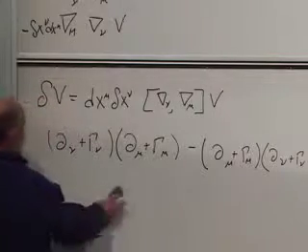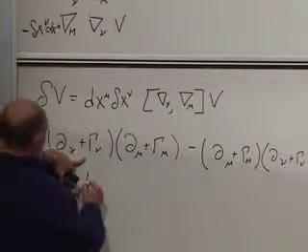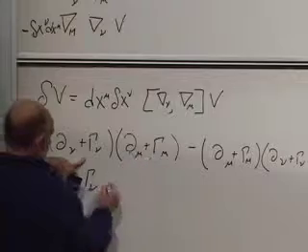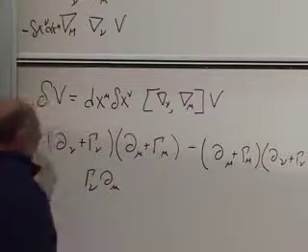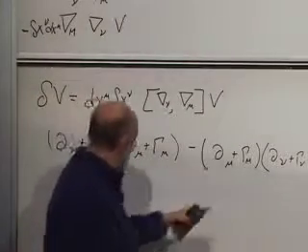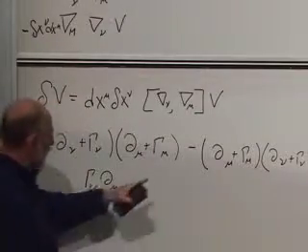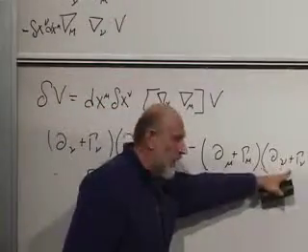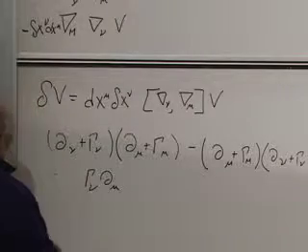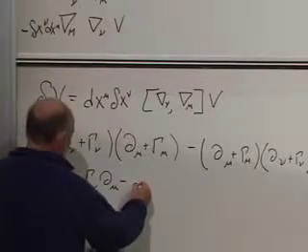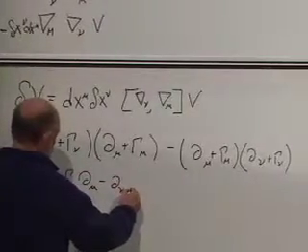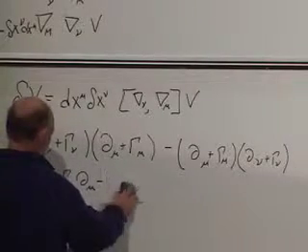Next, we get Γ_ν times ∂_μ. But then we have another one over here which is almost identical except in the opposite order. ∂_μ times Γ_ν. So that's minus ∂_μ times Γ_ν.